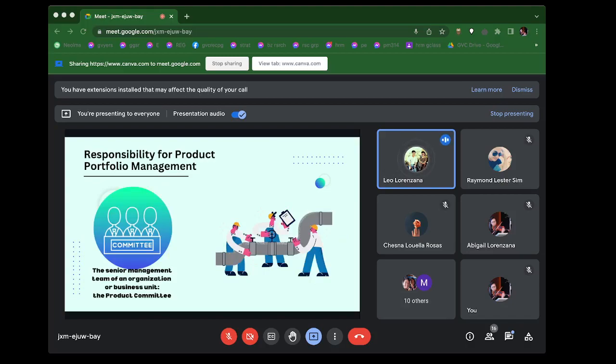So we go to the next topic, product portfolio management. Product portfolio management is the responsibility of the senior management team of an organization or business unit. This team, which undertakes this process, is normally called the product committee. This committee meets at regular intervals to manage the product pipeline and make decisions about the product portfolio.